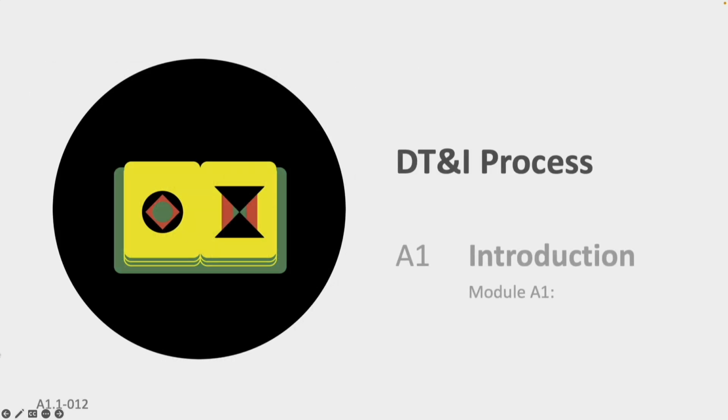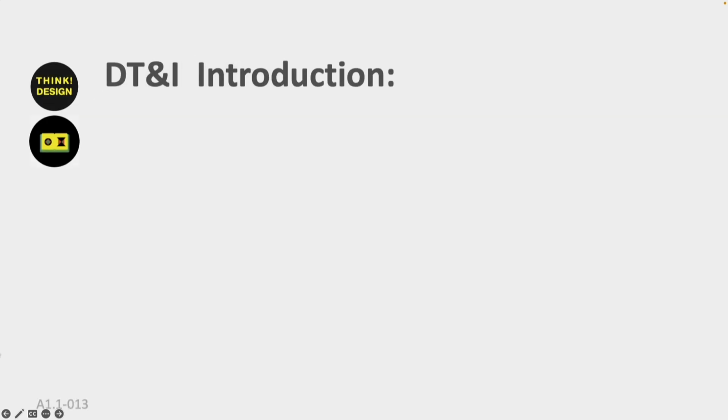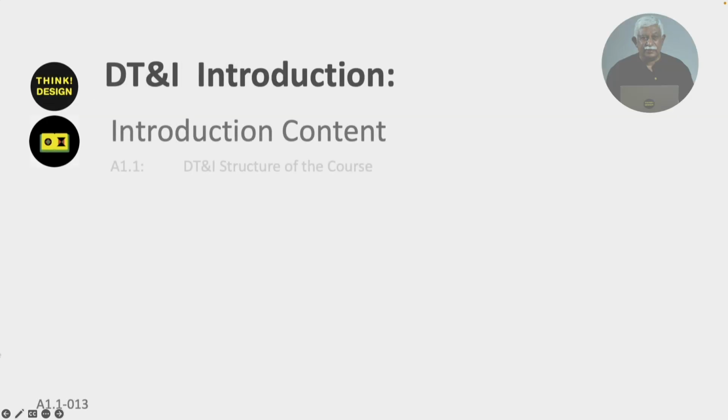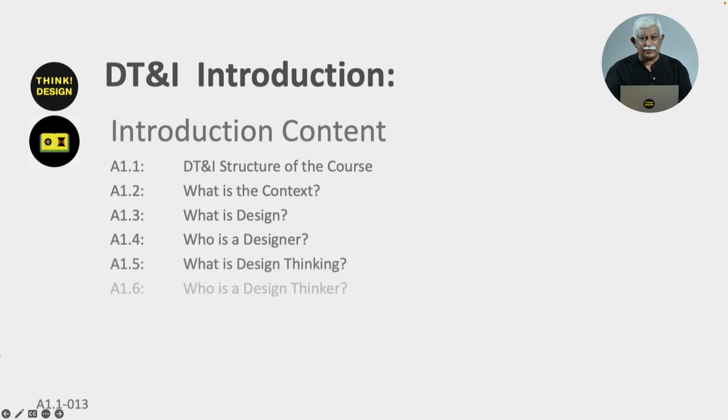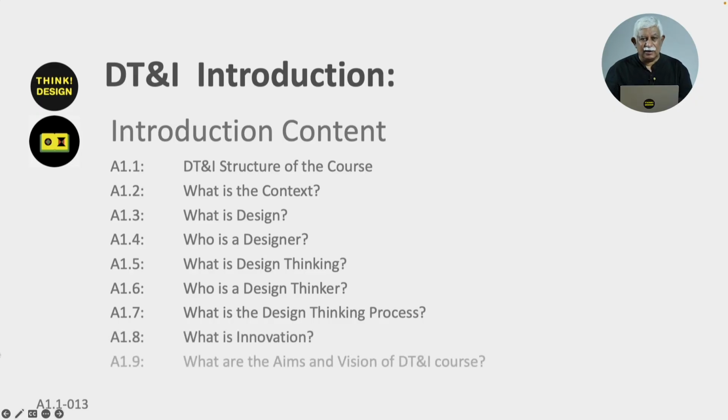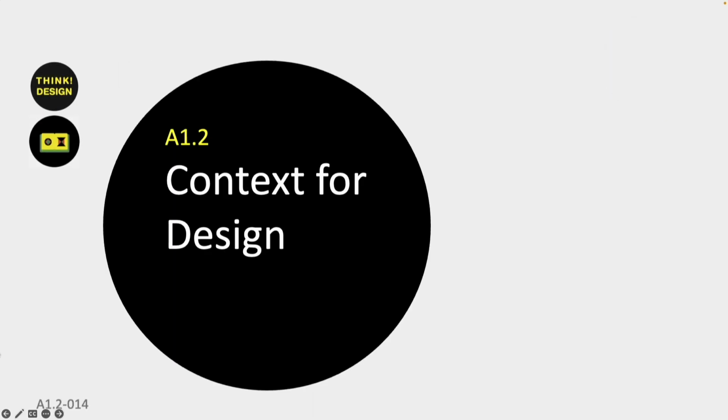So, let us look at the design process. That is today's section. It is an introductory section. We will talk about the structure of the course, what is the context, why we are doing it, what is design, who is a designer, what is design thinking, who is a design thinker, what is the design thinking process, what is innovation, and what are its aims and vision, and finally, further studies and references. So, it is a lot of questions that we are asking. So, let us start with the context.